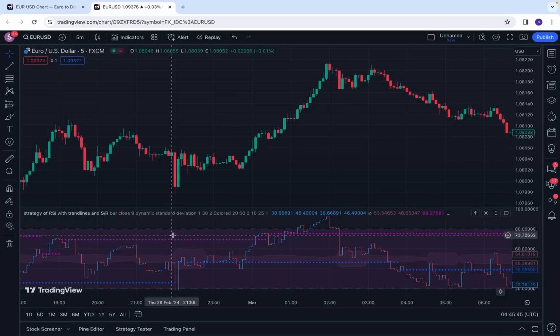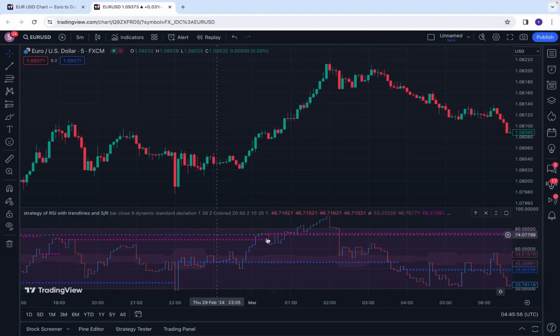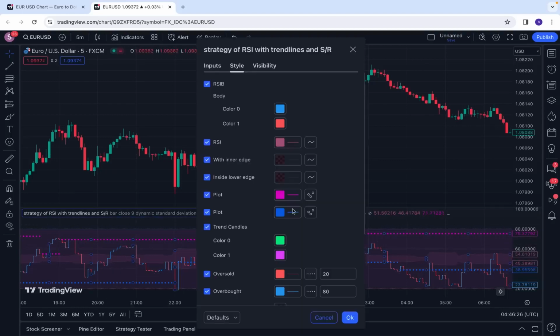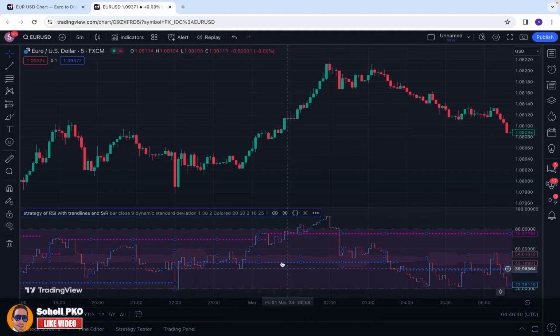We set the overbought and oversold of this indicator on 80 and 20, so we can identify extreme levels of overbought oversold conditions in the market, and we also added these support and resistance levels that are from Bollinger Bands, and they will help us to know the significant levels of RSI. Let's go to the settings of the indicator, and here in the style tab we scroll down and we remove values in the status line so we can better see overbought oversold levels.